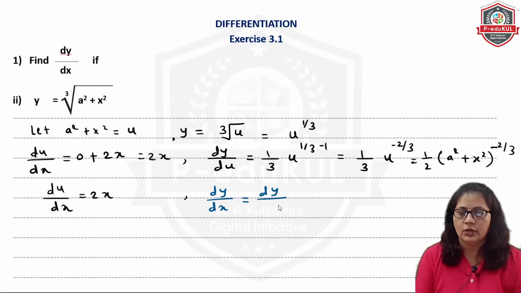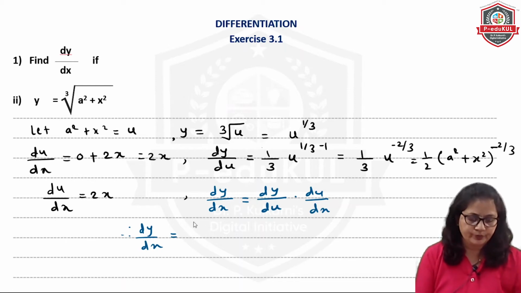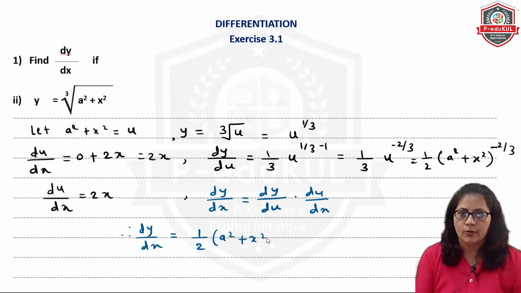is equal to dy by du into du by dx, and hence I will substitute the values here. Therefore dy by dx is equal to this: dy by du is 1 by 3 times a square plus x square raised to minus 2 by 3, into this 2x, and this 2 will get cancelled, correct?